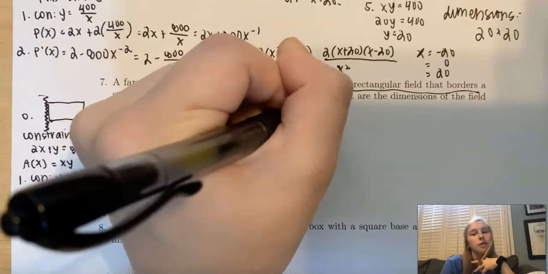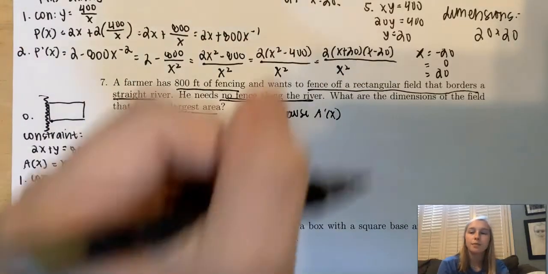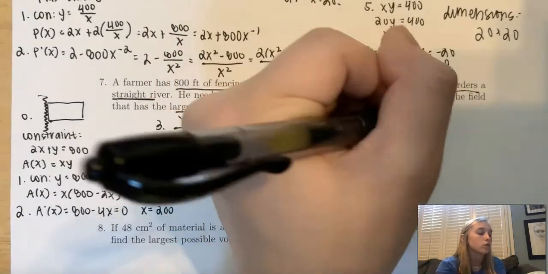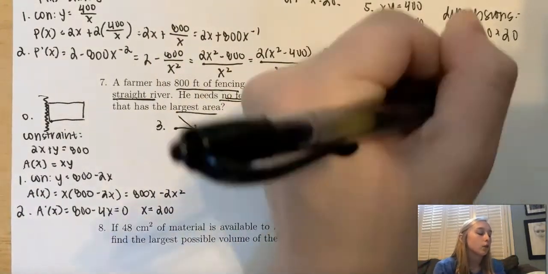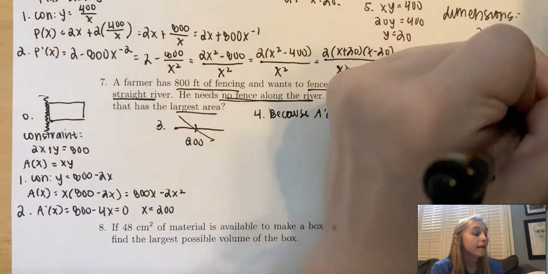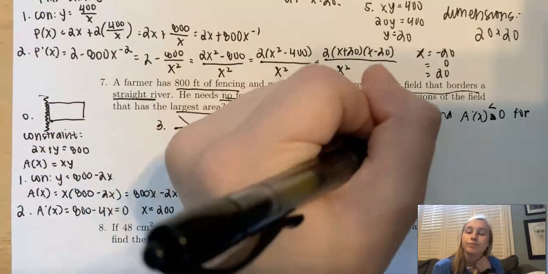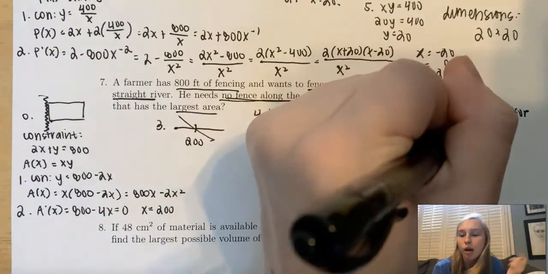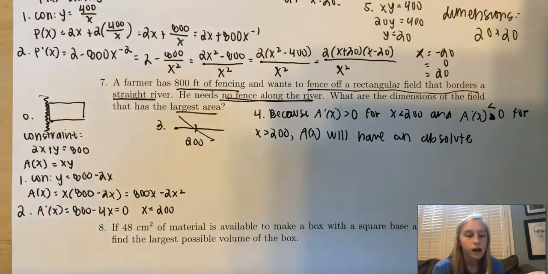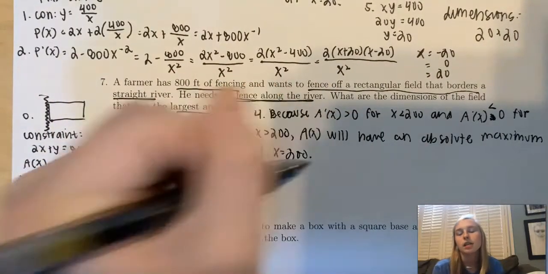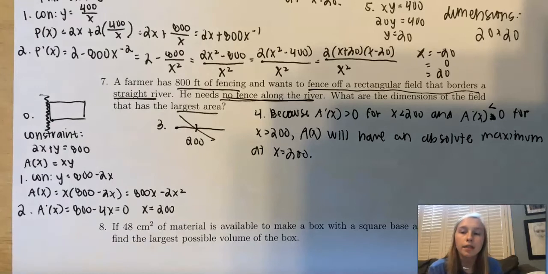And we're once again back on the sentence, which in this case is because A prime of x is greater than 0 for x is less than 200, and A prime of x is less than 0 for x is greater than 200, A of x will have an absolute maximum at x equals 200. I'm just writing out literally what the sign chart says. I know it's tedious, but it's a really good thing to know, especially for the AP Calculus exam.